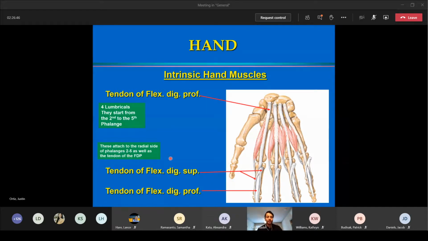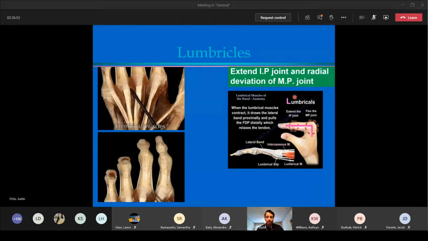And they also attach to the tendons of the flexor digitorum profundus, which is why I wrote that note right there. So I put a little thing here just to help you understand how the lumbricals move, what their action is. It's actually really complex how the lumbricals do what they do, but I just put an image to help you remember.